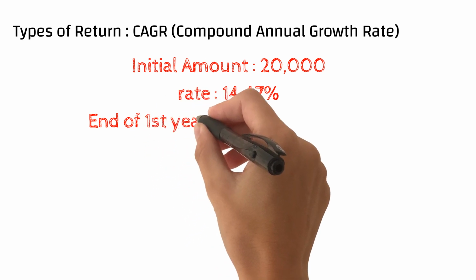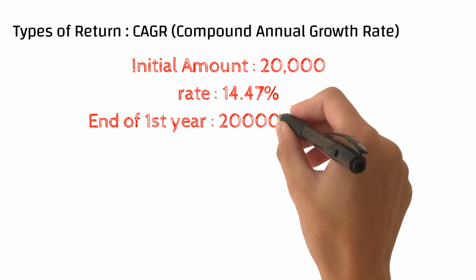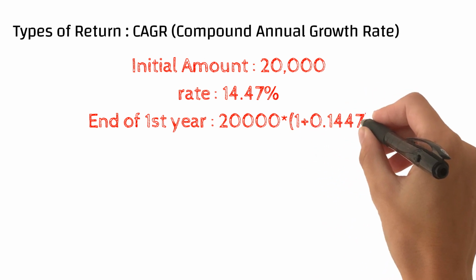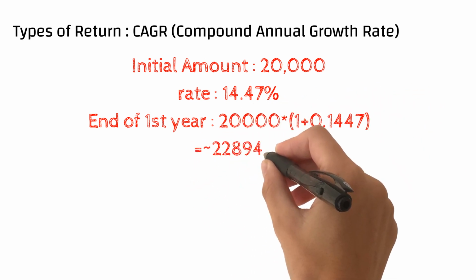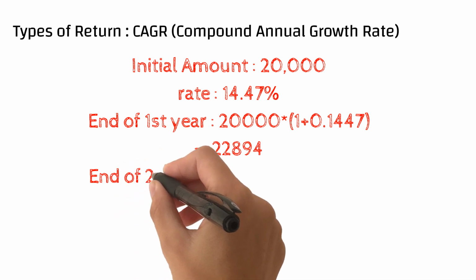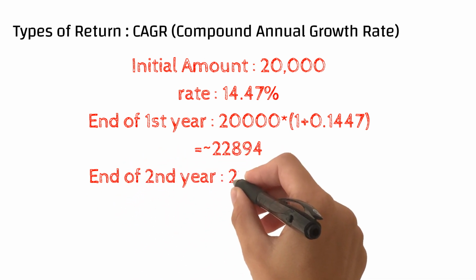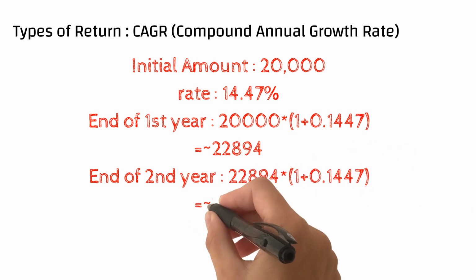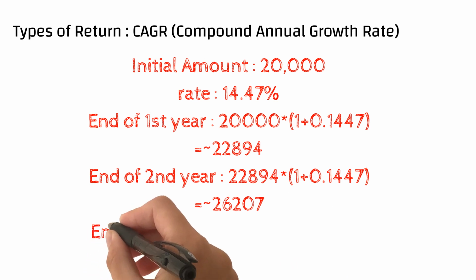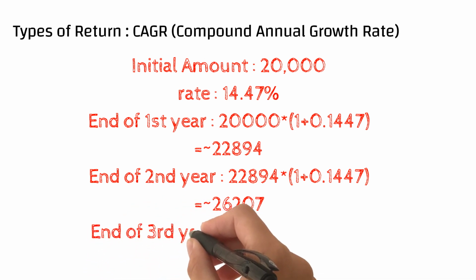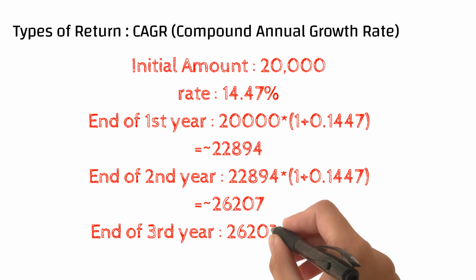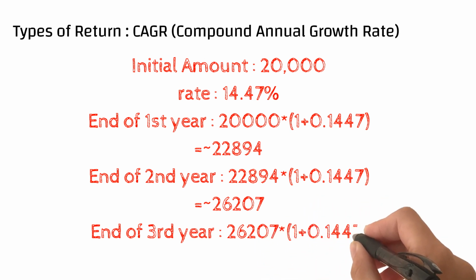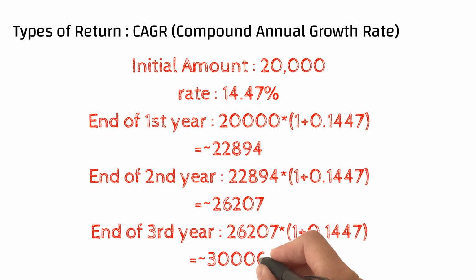So we get 20,000 into 1 plus 0.1447 to the power of 1 since this is for a year, which comes out to be approximately 22,894. Now, calculating the future value of this amount, which is 22,894, at the end of the second year with the same interest rate of 14.47%, it would come as 26,207. And finally, calculating the future value of this amount, 26,207, at the end of the third year with the same interest rate of 14.47%, it would come as 30,000.